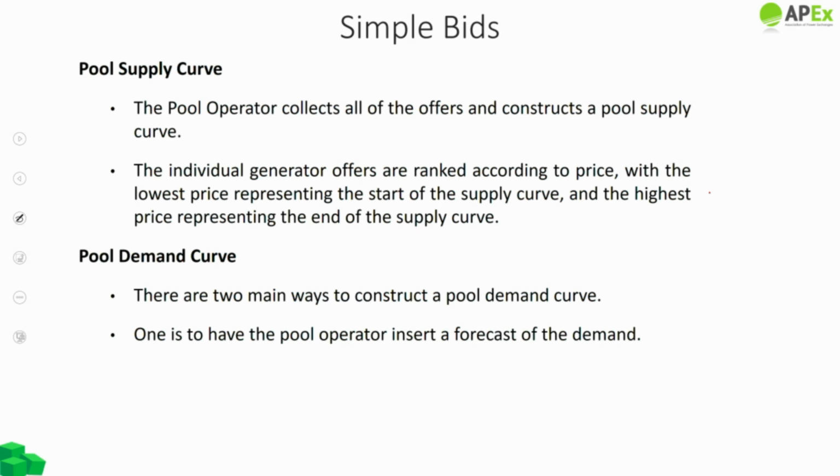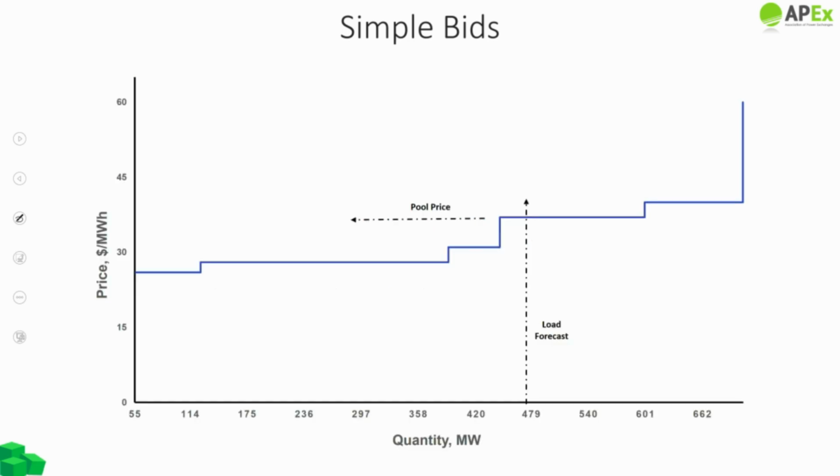In order to construct the demand curve, there are two methods available. Where only single side bidding is allowed, meaning that only generators are allowed to submit offers, the pool operator has the responsibility to forecast the demand of the whole system and construct the demand curve. The demand curve is normally a vertical line parallel to the price axis. This is the graphical depiction of the demand curve, where the load forecast is drawn on the supply curve. In this example, the total load is around 480 megawatts.